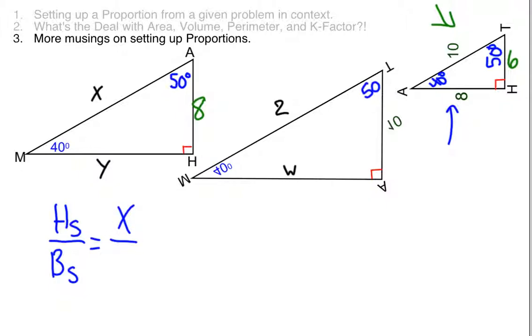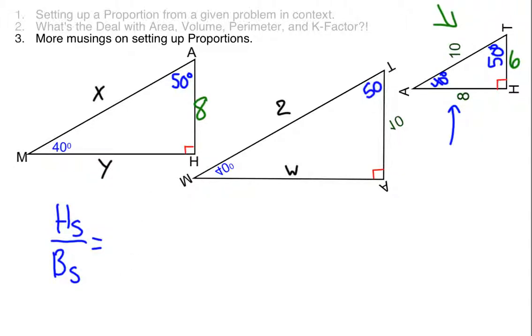And then we have the bottom for the medium triangle. As long as we're keeping those things aligned, we can write these ratios all day. So let's attack this. Which one do you want to solve, the big triangle or the medium one? Let's go with the medium one.